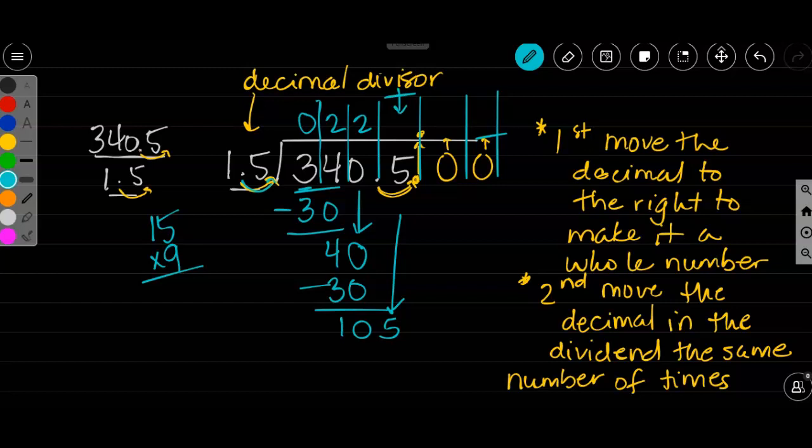So 5 times 9 is 45, and then 9, 10, 11, 12, 13. Oh, that's a little bit too big. So I'll back down a couple of groups here. Let's do 15 times 7 and see what happens.